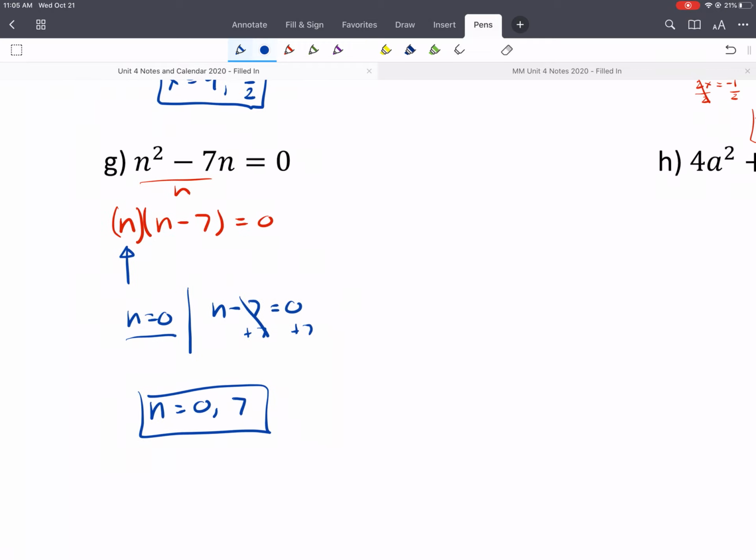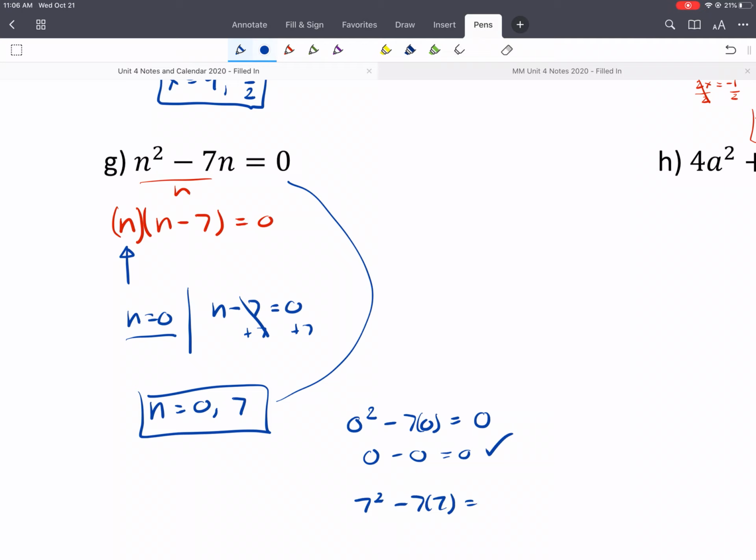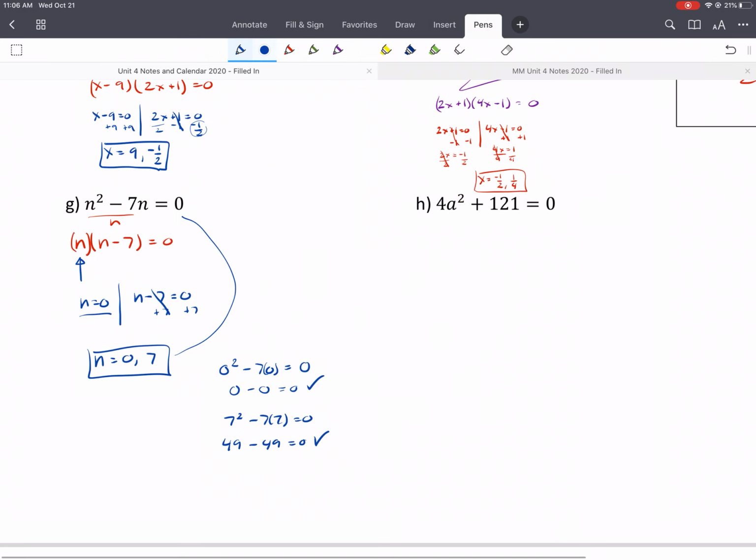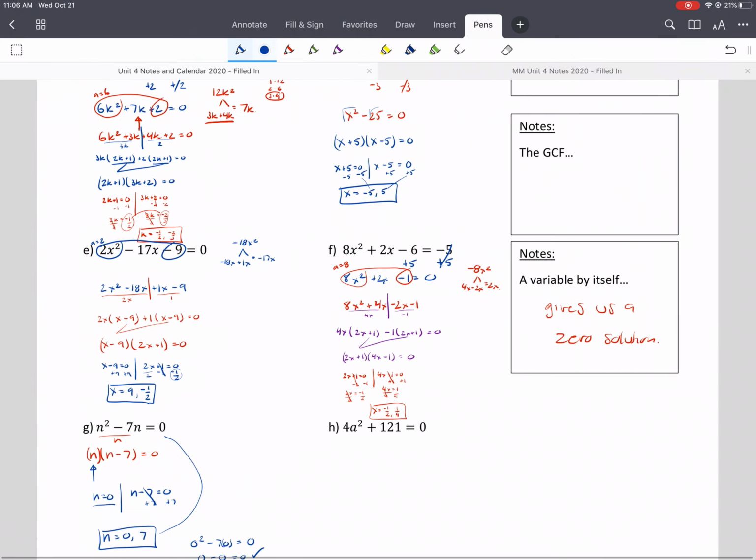Okay, and again, you can plug that into your original equation. Let's just do that. So we could plug n is 0, so 0 squared minus 7 times 0. Well, yes, that does give you 0. 0 minus 0 is 0. Check. Or we could plug in 7. So 7 squared minus 7 times 7 is equal to 0. Well, that gives us 49 minus 49 is equal to 0. Okay, so you can check that. We're good.